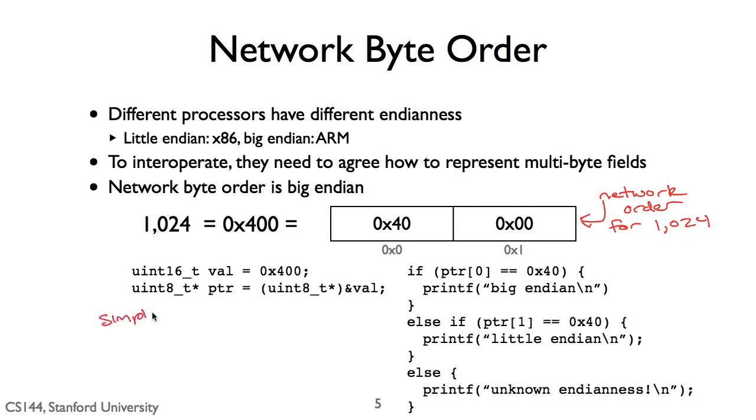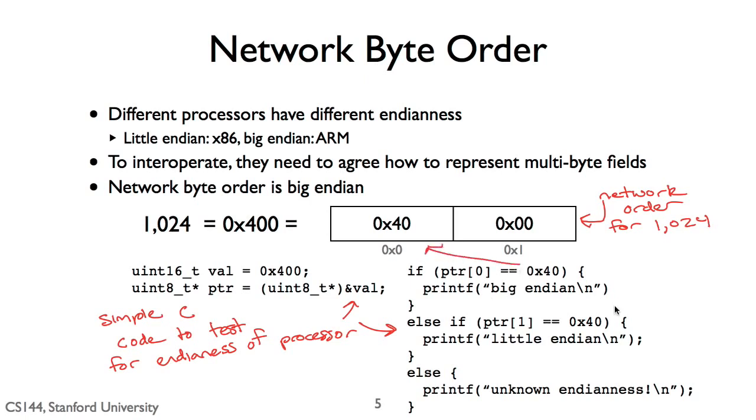Here's an example snippet of C code that will tell you whether your computer is big endian or little endian. It takes a 16-byte value and casts a pointer to it that lets the code look at the bytes individually. If the byte at index 0 is 0x40, this means the most significant byte comes first and the computer is big endian. If the byte at index 1 is 0x40, then it's little endian.